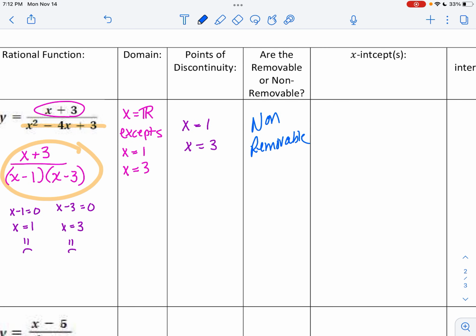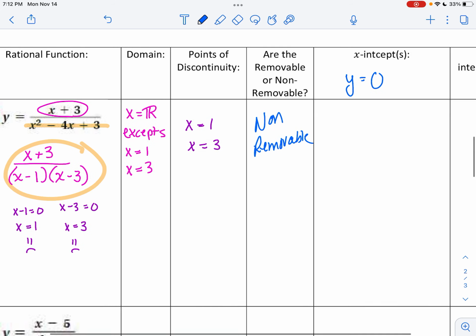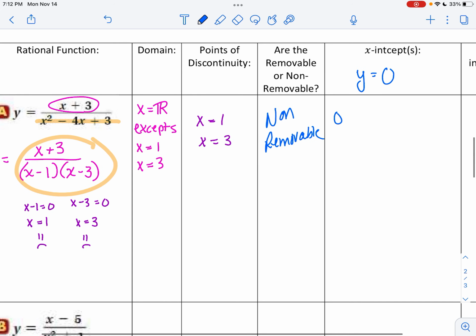Where it crosses the x-axis? When y is 0? That is correct. So, let's make y 0 and solve for x, shall we?